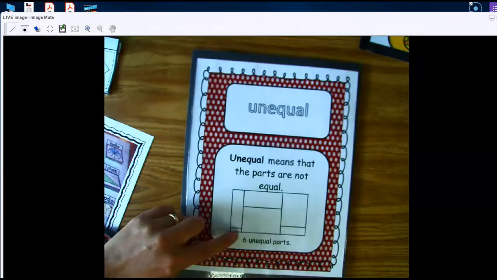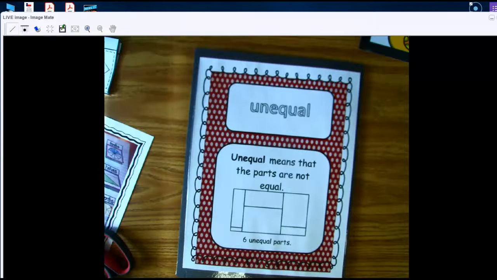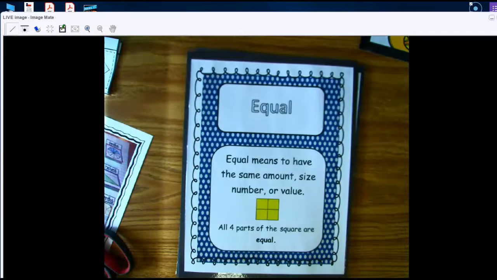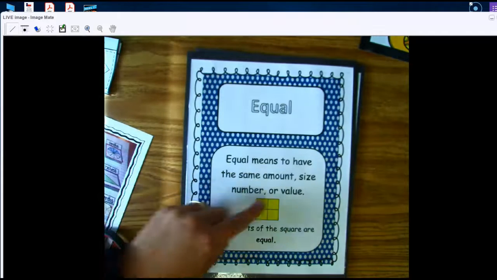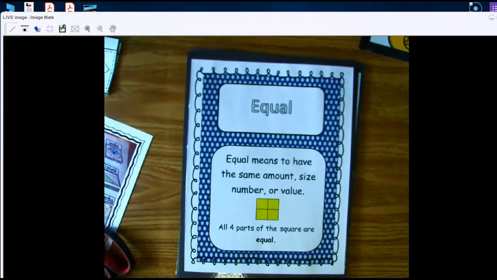So this has 1, 2, 3, 4, 5, 6 parts, but they're unequal. So you cannot make a fraction out of this, because in a fraction, all parts have to be equal. They all have to have the same amount of size, number, or value. So all 4 of these parts of the square are the same size. They have to be equal. If they're not equal, it cannot be a fraction.